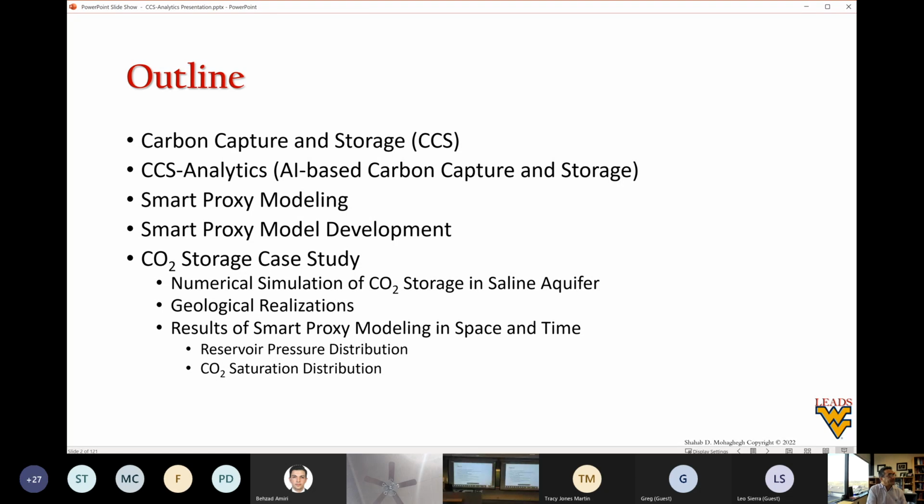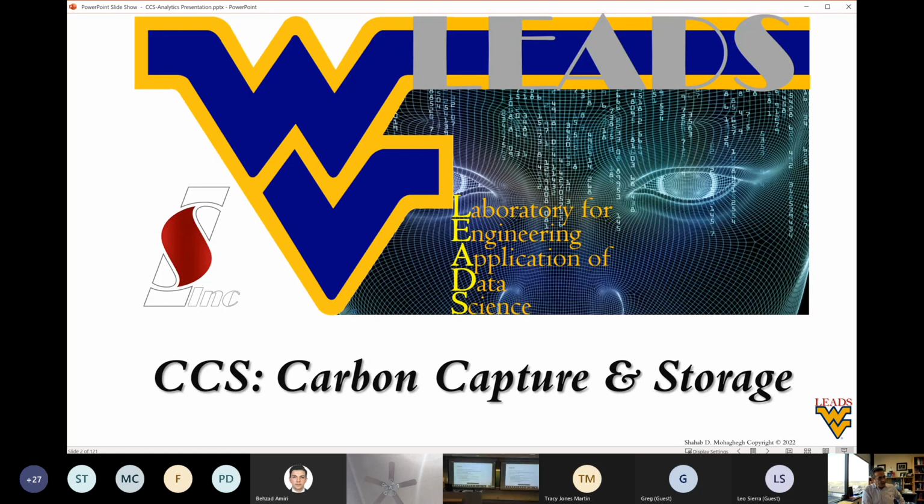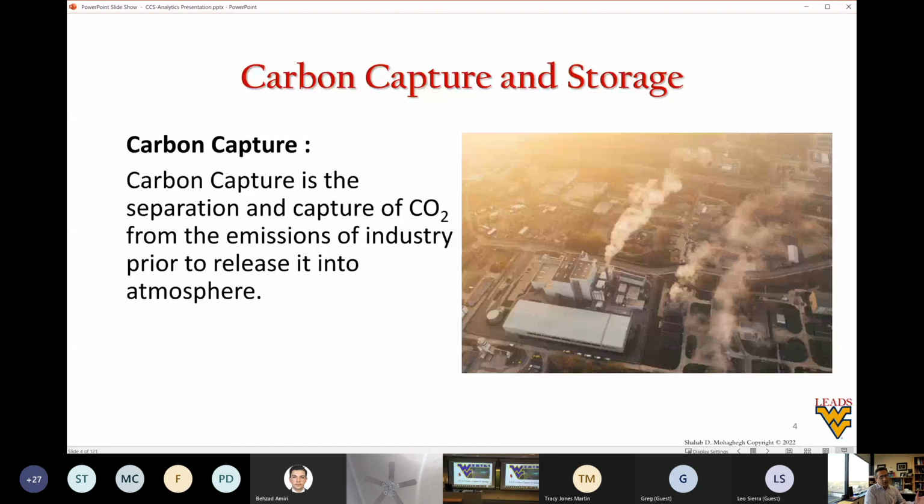So first and foremost, let's talk about CCS, carbon capture and storage. Hopefully you all know this in detail, so I'm not going to go into a lot of detail, just provide you some ideas on why we're doing this.